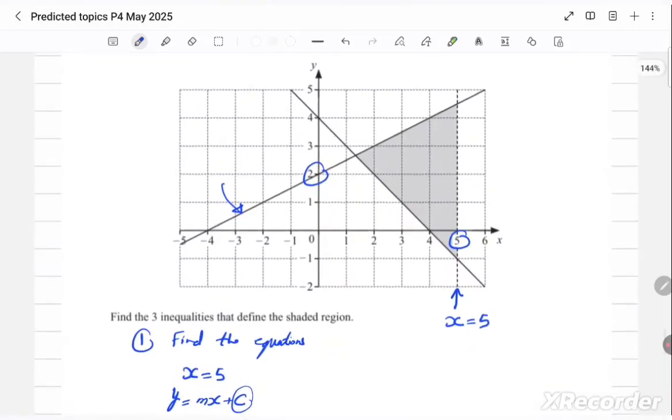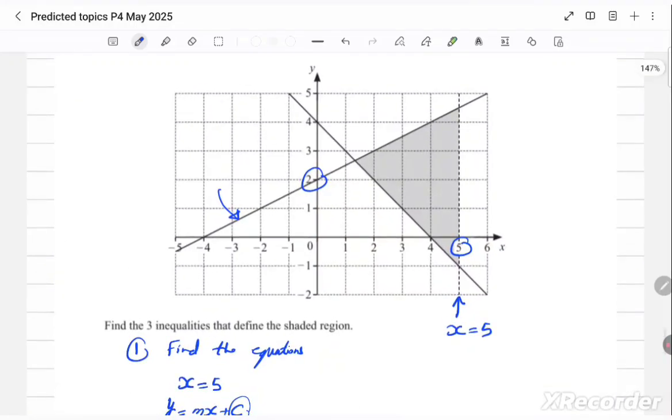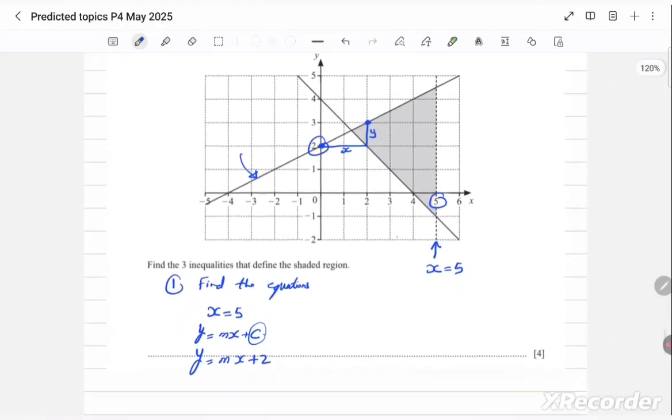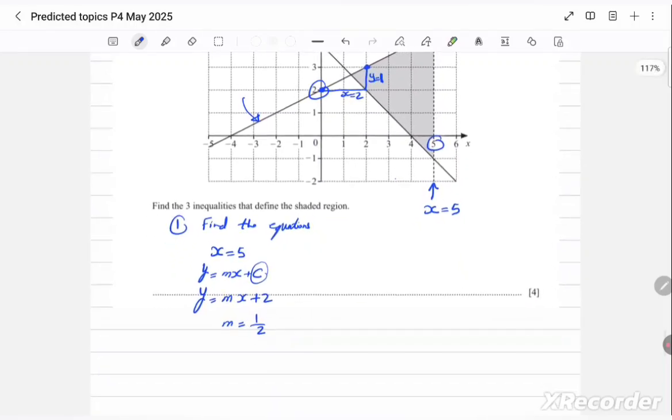How can I find the gradient of this line? Take any 2 points on the line. I may take this point and this point. So I can make a triangle, and I can say that this is rise over run. This part is 1, from 2 to 1, and this part is 2. So m equals 1 over 2, rise over run. So the equation of this line is 1/2 x plus 2. This is the equation of the second line.